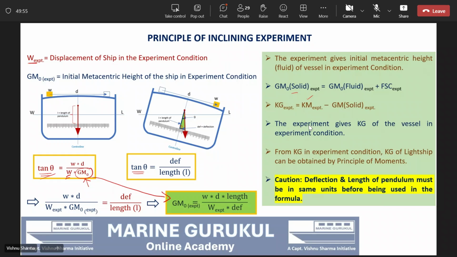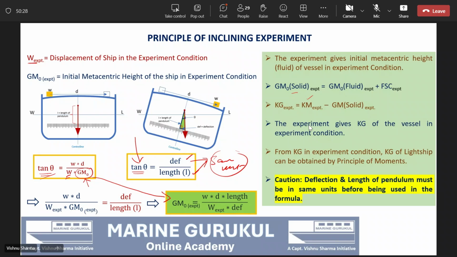So come to this formula. Here you're comparing deflection and length of the pendulum. What do we mean by like things here? It means that the unit of deflection and length must be the same. Usually in your questions, deflection is given in centimeters and length of the pendulum is given in meters. Now, scientifically, both can be in centimeters or both can be in meters. It will be the same.